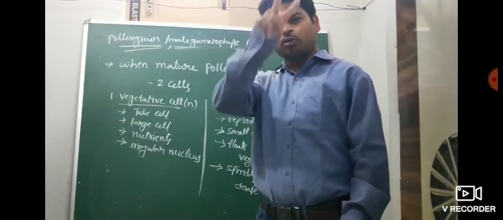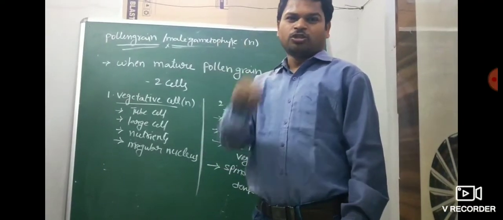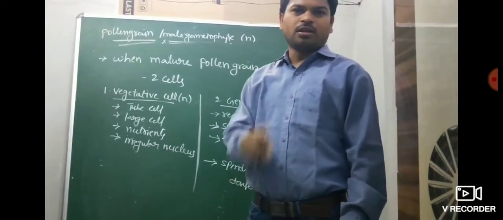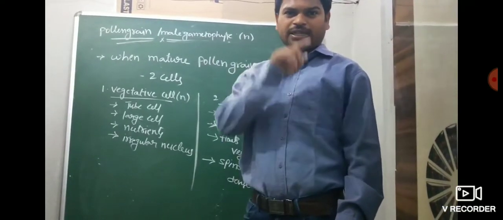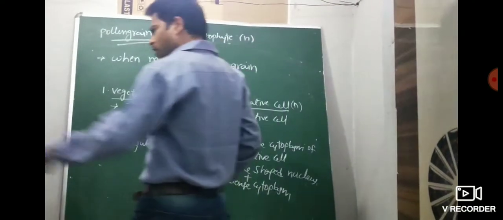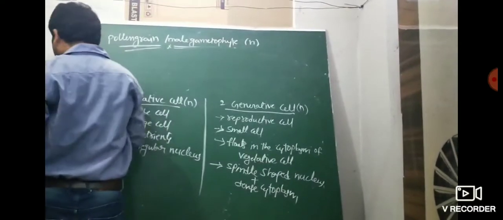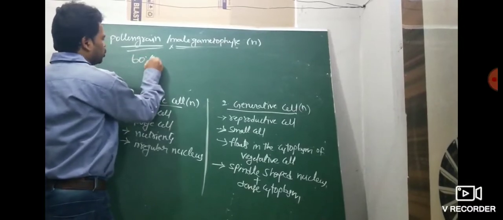So one vegetative and two male gametes, totally three cells. So 60% of angiosperms shed pollen at a two-celled stage: one is a vegetative and one is a generative cell. And 40% of angiosperms shed at the three-celled stage. I'll write this, a very important point: 60% of angiosperms.